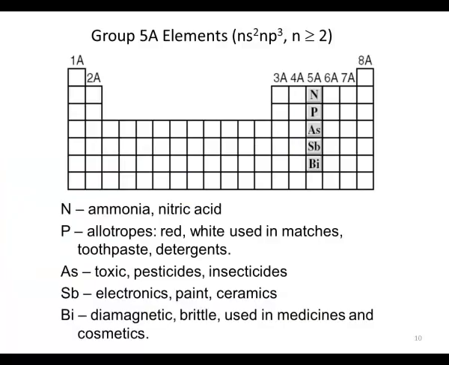Group 5A elements, nitrogen, phosphorus, arsenic, antimony, and bismuth. Nitrogen is used in manufacture of ammonia and nitric acid. Phosphorus has 2 allotropes, red and white, used in matches, toothpaste, and detergents. Arsenic is toxic. It's a pesticide and an insecticide, used commonly in rat poison. Antimony, used by the electronics industry, also to make paint and ceramics. And bismuth is diamagnetic. It's a brittle metal, and it's used in medicine and cosmetics.